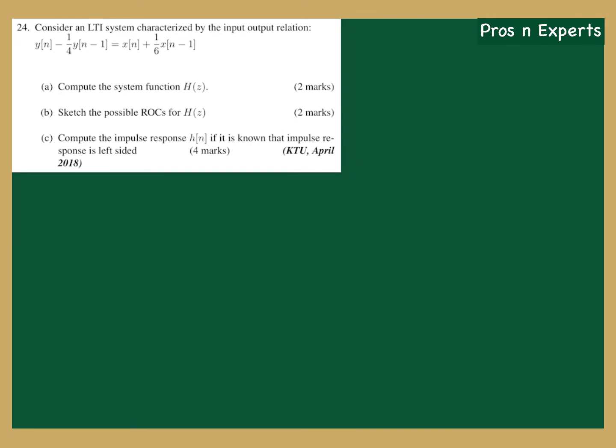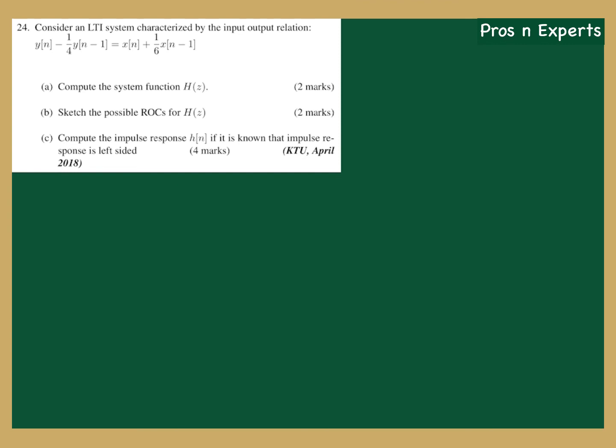So here comes the next question. Consider an LTI system characterized by the input-output relation given by a difference equation. Question A, compute the system function H of z. Question B, sketch the possible ROCs for H of z. And the last one, compute the impulse response h of n if it is known that the impulse response is left-sided.